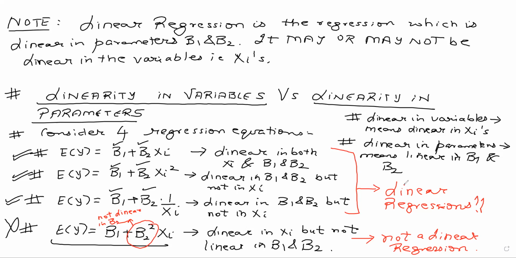So guys, this is where I stop in this lecture. In the next lecture of Introductory Econometrics, we will talk about the method which will be used to estimate the population parameters capital B1 and capital B2. And that method is called ordinary least squares. So we will be discussing OLS, ordinary least squares, in the next lecture.